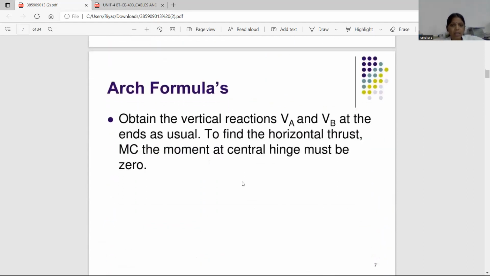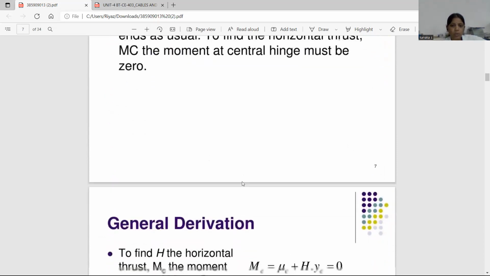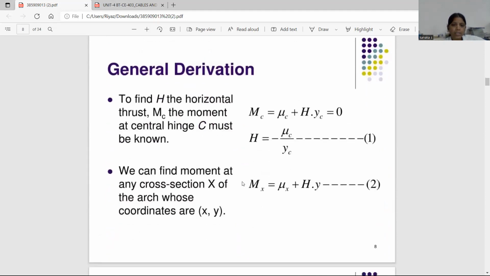For the arch formulas, first obtain the vertical reactions VA and VB at the ends as usual, then find the horizontal thrust. The moment at C, the central hinge, must be zero. General derivation to find H, the horizontal thrust: the moment MC at the central hinge C must be zero. So MC equals mu C plus H yc equals zero. So the horizontal thrust H equals minus mu C divided by yc.